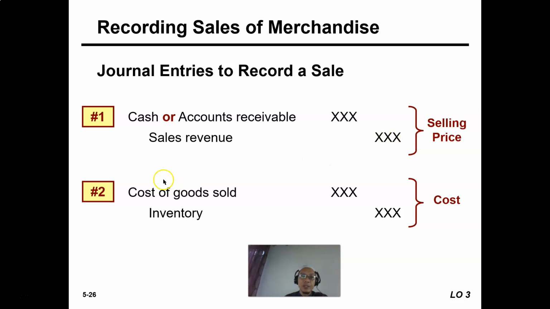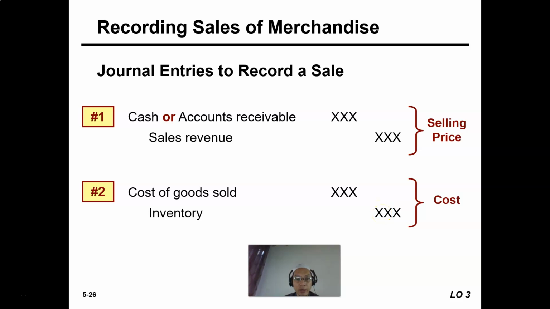The second part is that we need to update our expense account. The expense account that matches our sales revenue is the cost of goods sold. Whenever there's a sale, there must be an expense associated to the sale, which is the cost of goods sold. So we need to debit cost of goods sold, which is an expense account, and we need to credit inventory, because we need to update our inventory account, showing that there's a reduction in our inventory.